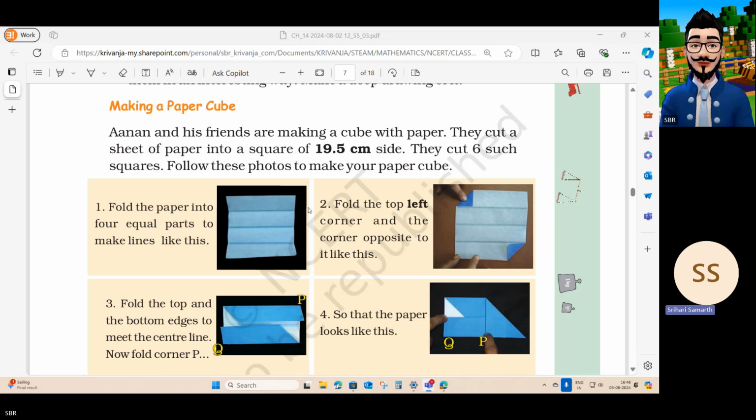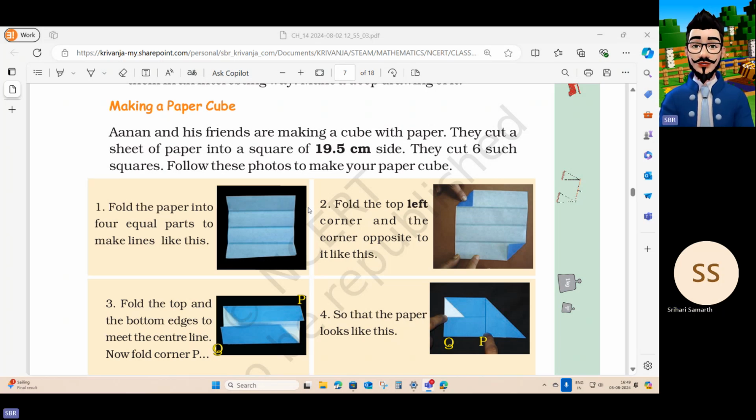Making a paper cube. Anand and his friends are making a cube with paper. They cut a sheet of paper into a square of 19.5 centimeters side. They cut six such squares. Follow these photos to make your paper cube.